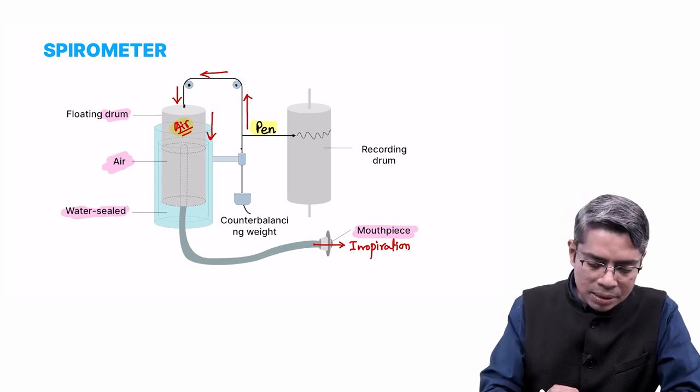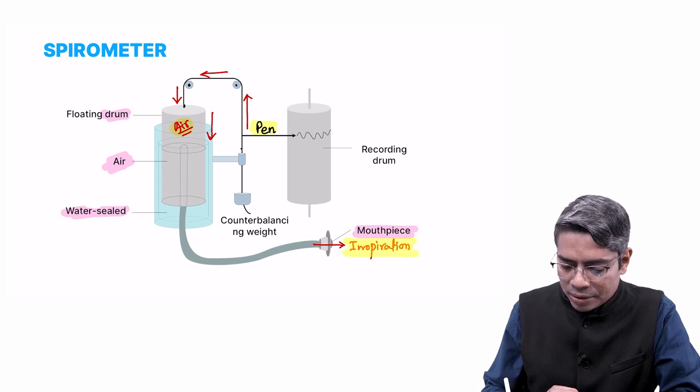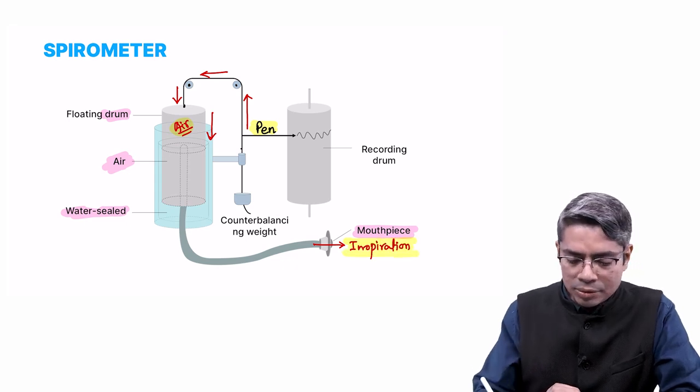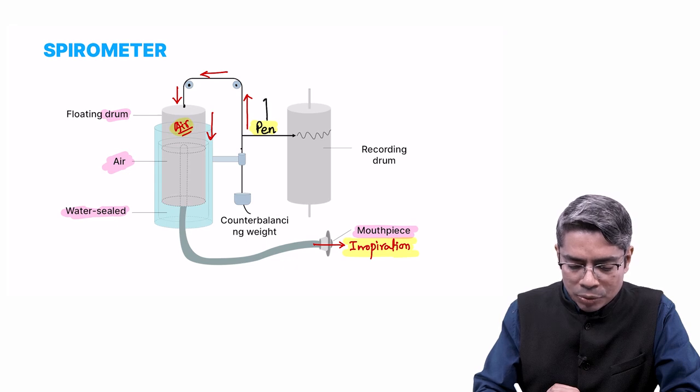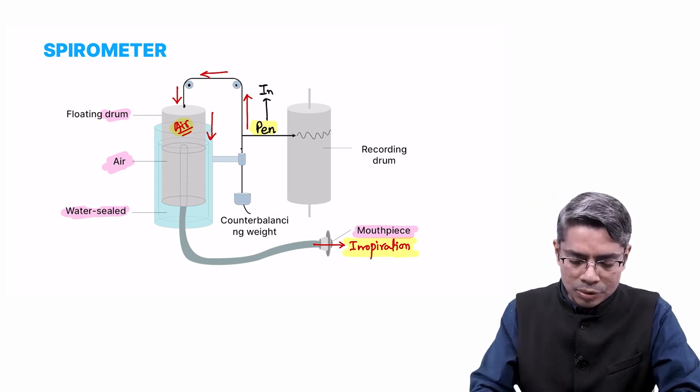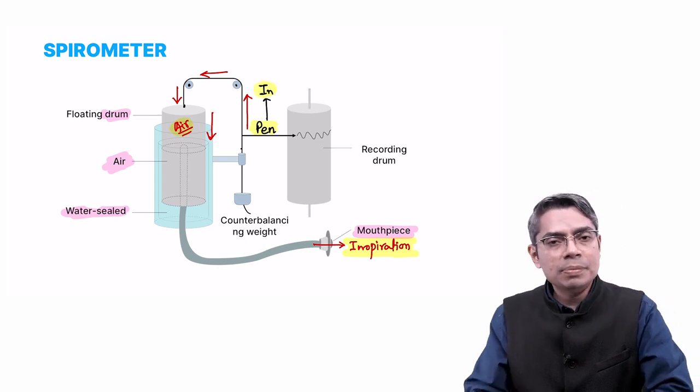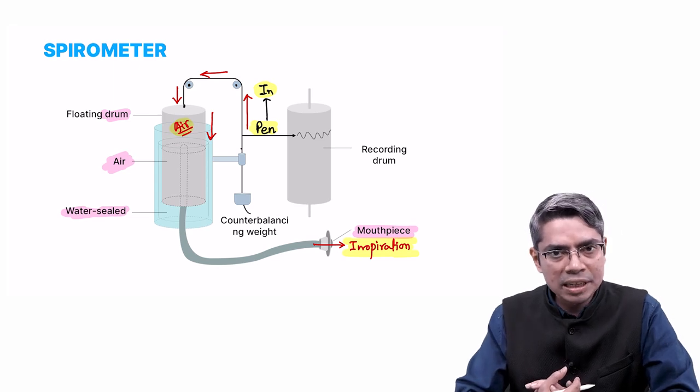Whenever the subject takes one inspiratory movement, the pen is going to move in the upward direction. So during inspiration, the pen is moving upward. Getting my point?